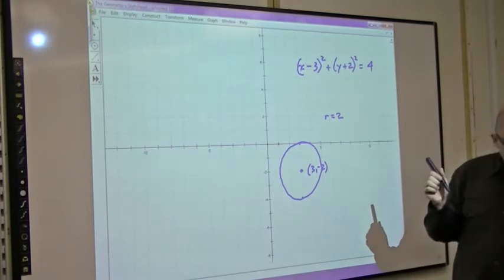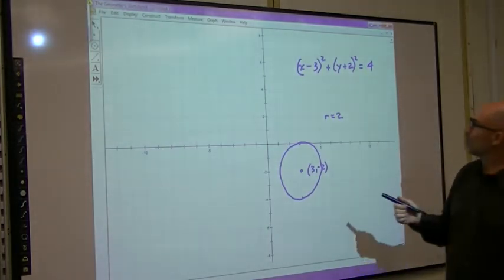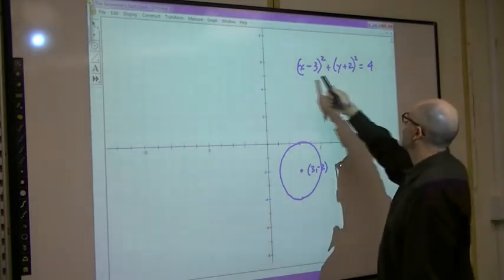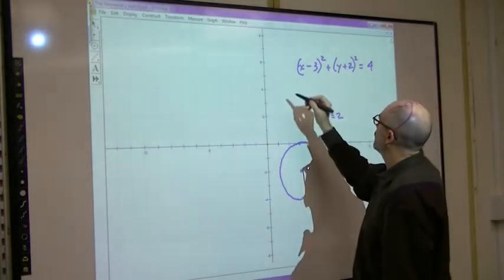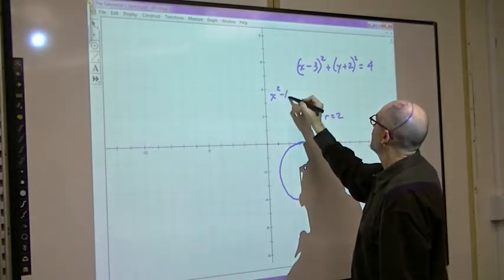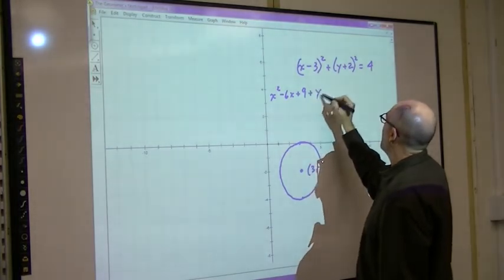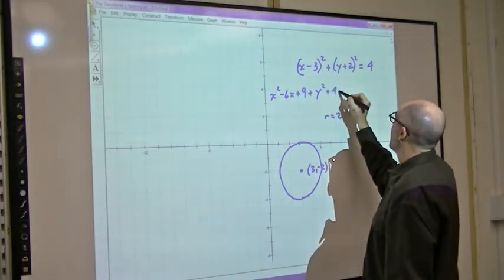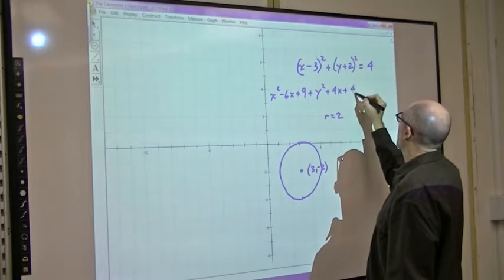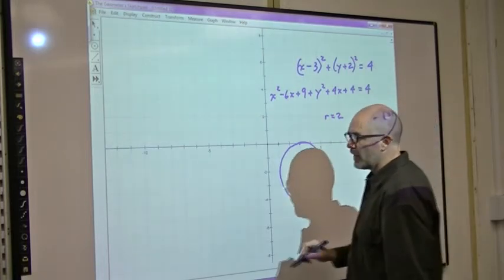Now, that's the standard form of the circle. Now, if we want the general form of the circle, all we do is distribute this. So I'm just going to go x squared minus 6x plus 9 plus y squared plus 4y plus 4 equals 4.